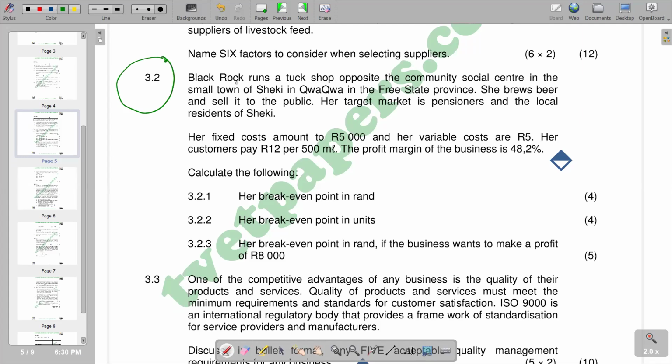The question reads: Blackrock runs a shebeen opposite the community social center in the small town of Sheki in Kwakwa in the Free State province. She brews her beer and sells it to the public. Your target market is pensioners and local residents of Sheki. Your fixed costs amount to 5,000 rands, and the variable cost is 5 rand per 500 mils. Obviously, this is going to be per unit. Each unit is 500 mils. The profit margin of the business is 48.2%. So this is the average weighted gross profit percentage.